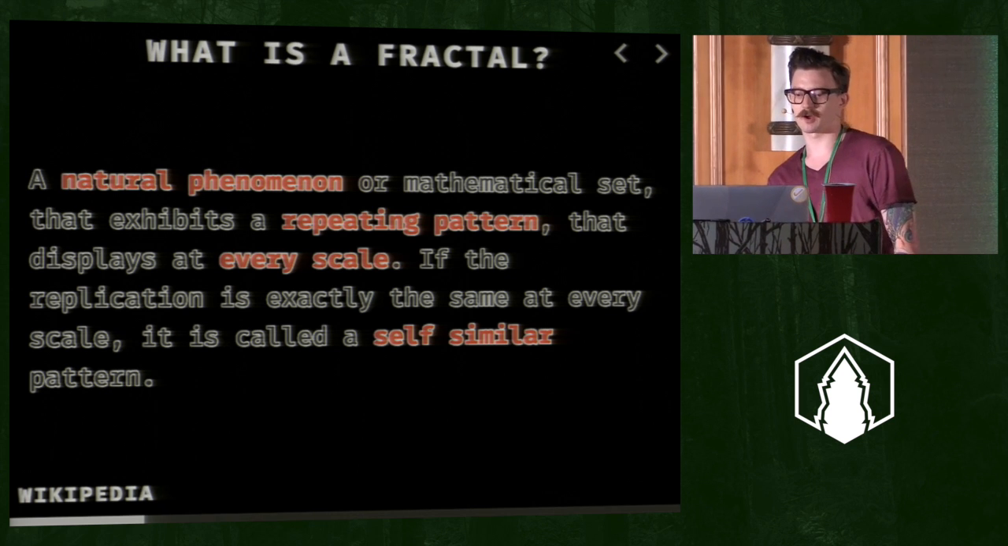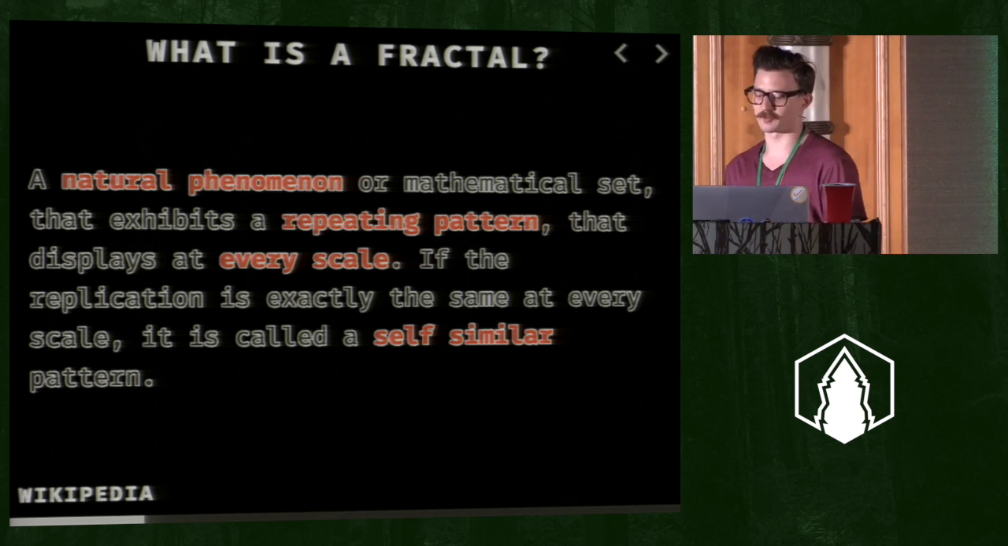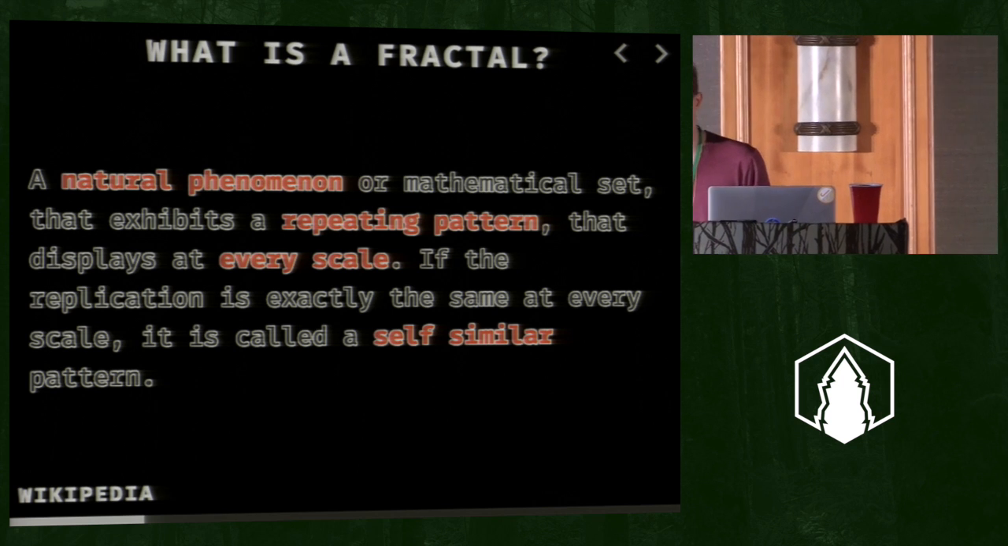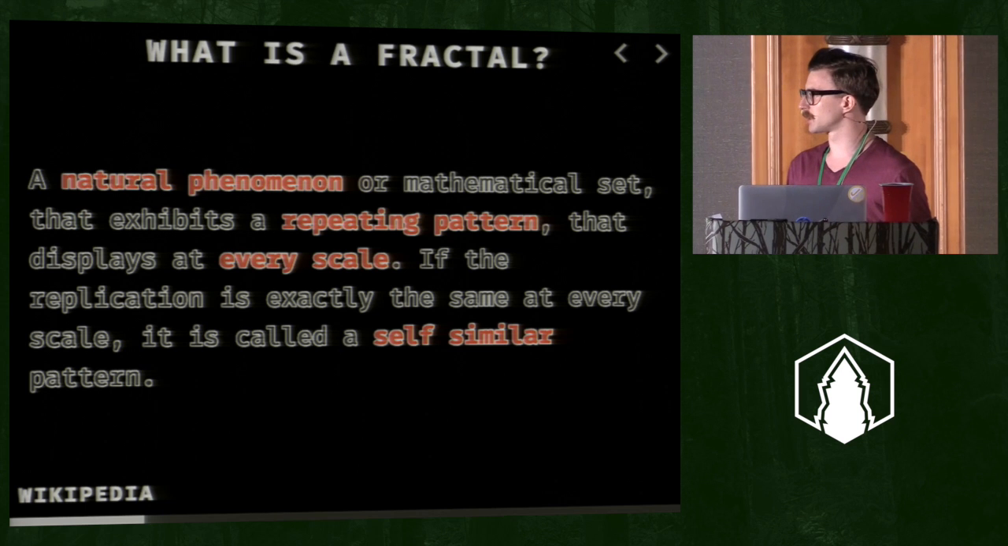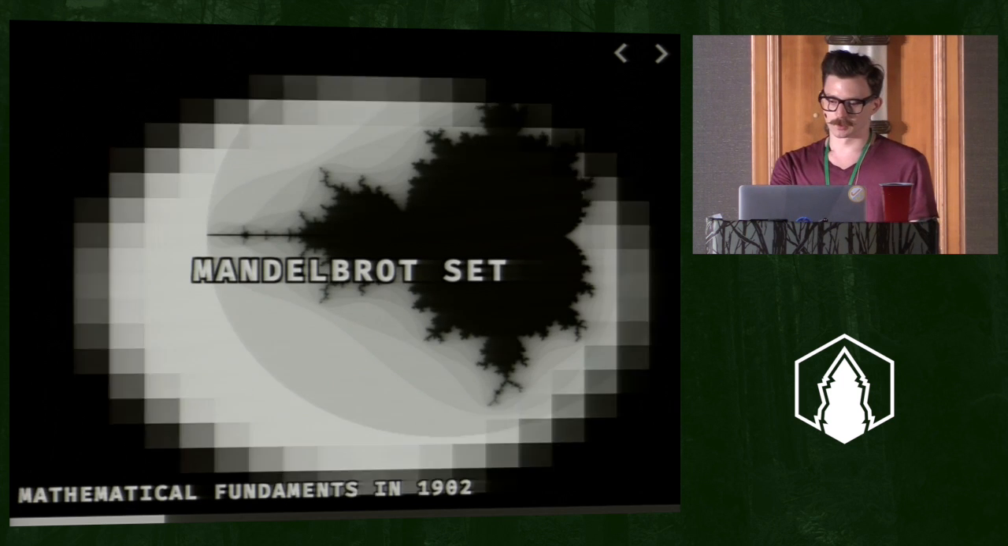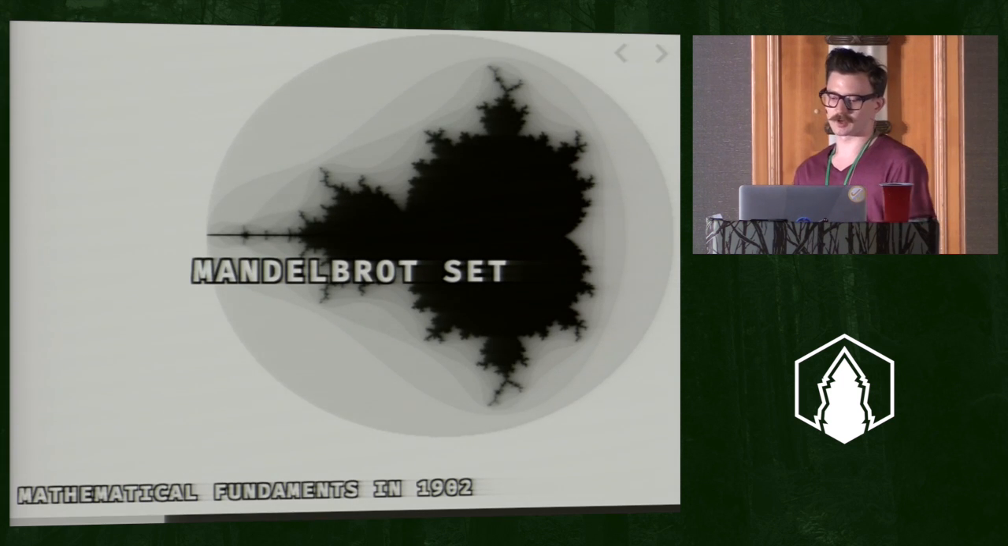There's one other thing about fractals. If it's the same at every scale, it is called a self-similar pattern. And there are some differences with fractals. Some are self-similar, some change the pattern at different scales. A very good example for a fractal that does change the appearance at different scales is the Mandelbrot set.